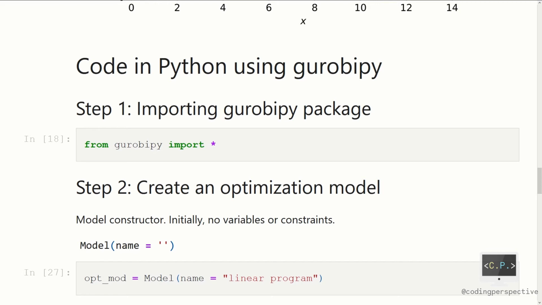The function Model is a model constructor. We can give a name to our model. Note that it is not necessary to give a name to the model, so it is optional. The function returns a new model object, and initially the model contains no variables or constraints. Let us define our model as optmod and give it the name linear program.